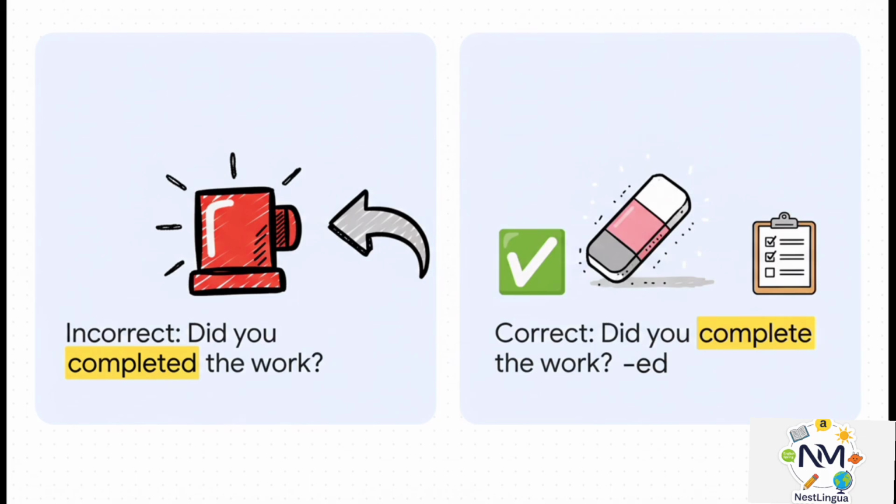And here's the exact same idea, but this time in a question. Because we start the question with did, the verb has to be complete, not completed. Once this clicks, it's like a superpower. You'll start to see this mistake everywhere, and you'll know exactly how to fix it.